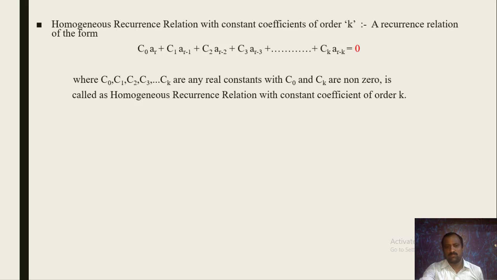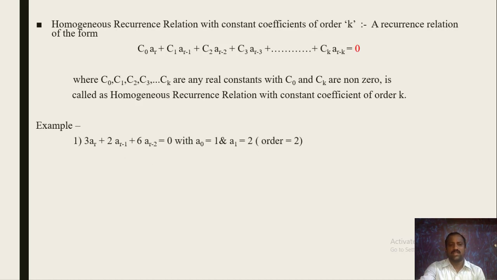Now we will see this by using some examples. Now let us consider an example. Consider the reconciliation 3AR plus 2AR minus 1 plus 6AR minus 2 is equal to 0 with A0 equal to 1 and A1 equal to 2. Now here we observe that the term of AR is present, that means C0 is not equal to 0.